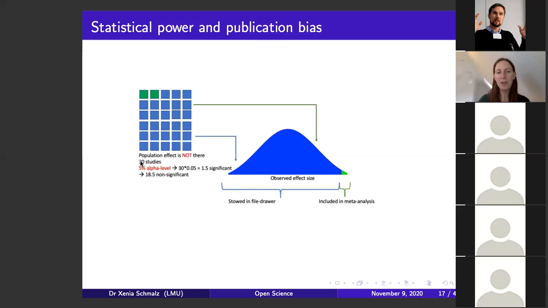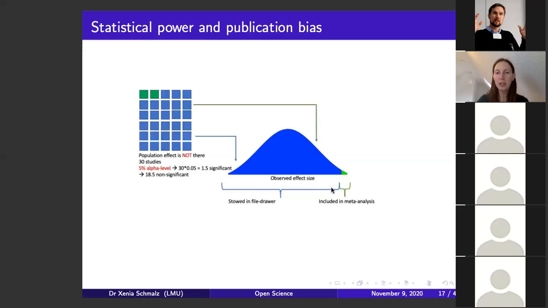So again, we have our 30 studies and we expect 5% of these studies to have significant effects, which in this case is 1.5. I rounded it up to 2 here. And if we plot the observed effect sizes, we should get something like this. So the peak here should be at 0 exactly because the effect is not there. And we get a couple of outlier experiments which show a significant effect because this is expected to happen by the definition of the p-value.